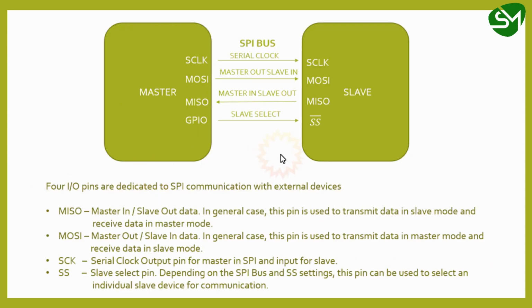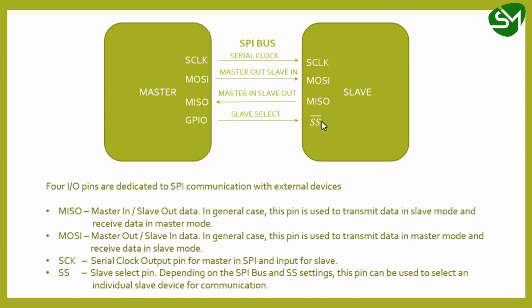And the buses that we are going to use are the serial clock that is provided by the master. So only the master provides the clock for the communication, and MOSI, that is the master out and slave in. This is used for transferring the data in the master mode and receiving the data in the slave mode. And the MISO bus, which is the master in and slave out. So this is used for receiving the data in master mode and transferring the data in slave mode.